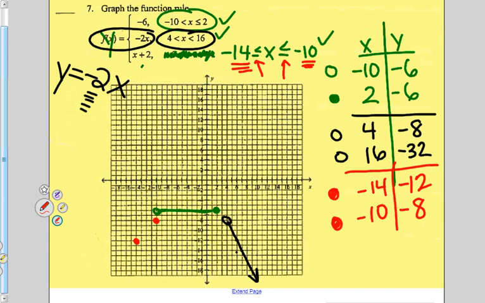What should the slope be in the line x plus 2? 1. What would the y-intercept be if I was allowed to keep going up? Look, it would hit right there at 2. Except we're not allowed to draw that blue part because it says to stop graphing this line when x gets to negative 10. So you only see the red piece. And that would be the piecewise function. That would be the graph. Okay? Number 7.